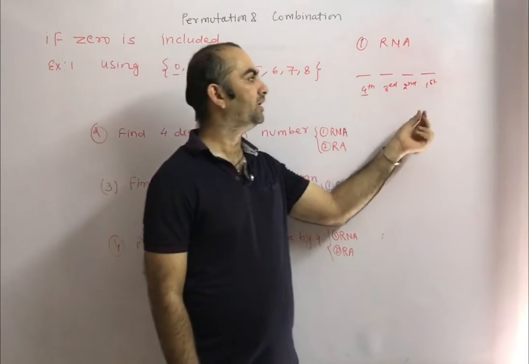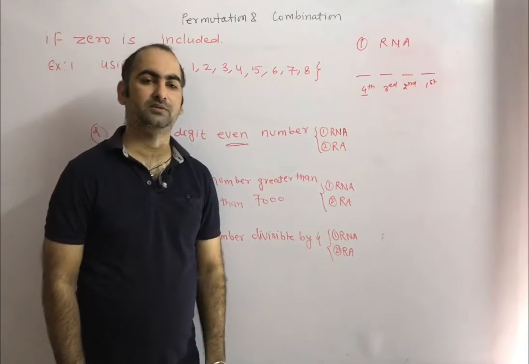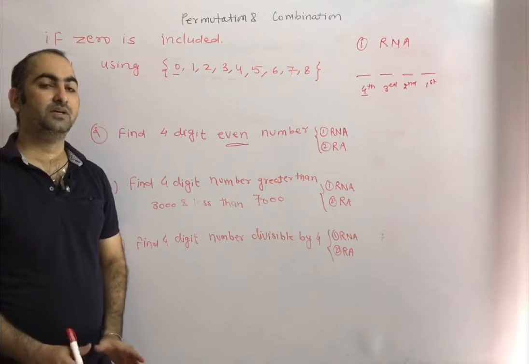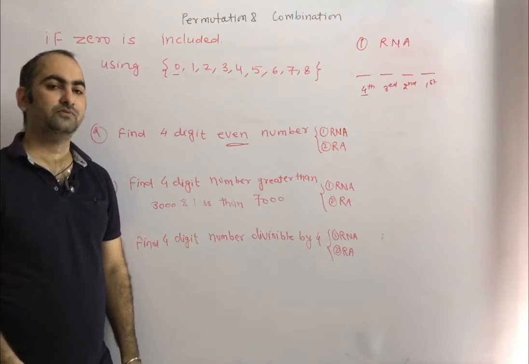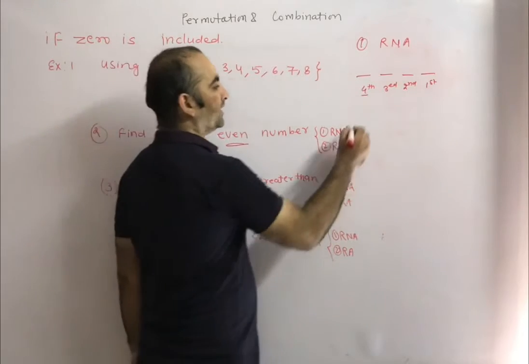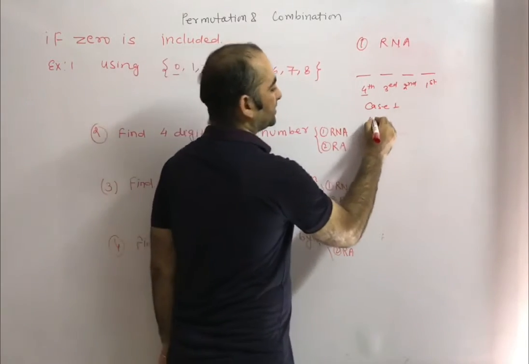The second thing you have to take care of: at the unit place we have to put an even number. That means you have to take care of 2 things, the first place also and the fourth place also. If there are 2 or more conditions, then for solving that problem we have to make cases. So we are making cases. Case 1 is: unit place is 0.